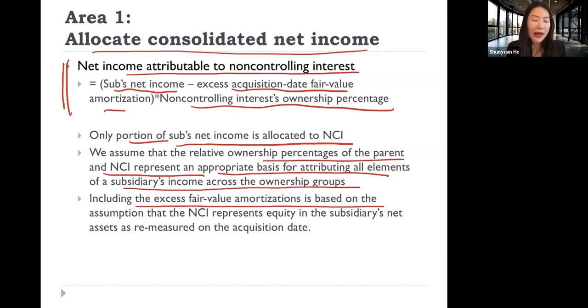Let's look at an example. Parker owns 90% of Strong. In the first year, Strong reports revenue of $280,000, expense of $200,000. There's $30,000 annual excess fair value amortization. What is the amount of net income attributable to non-controlling interest on the consolidated income statement? Please take 5 minutes, try to work on this example, and you can pause your video for now.